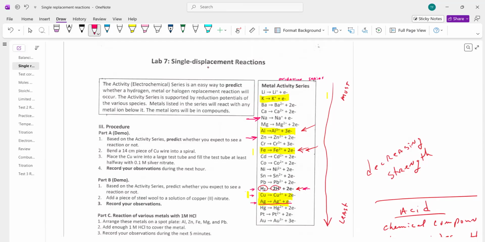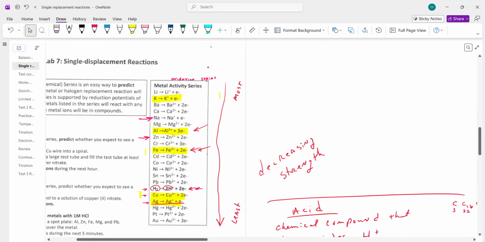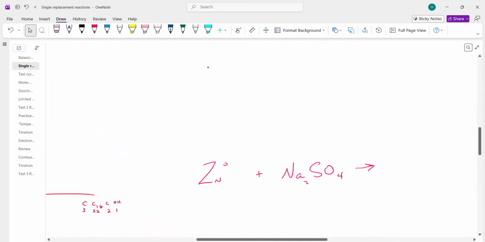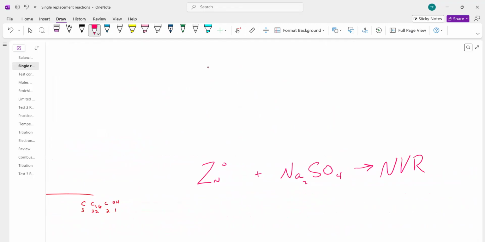If you have two salts, let me give an example of a non-single replacement reaction. So this would be no visible reaction. That's the prediction. And then you check it out and see if it happens. Okay, so this is a single metal plus salt.